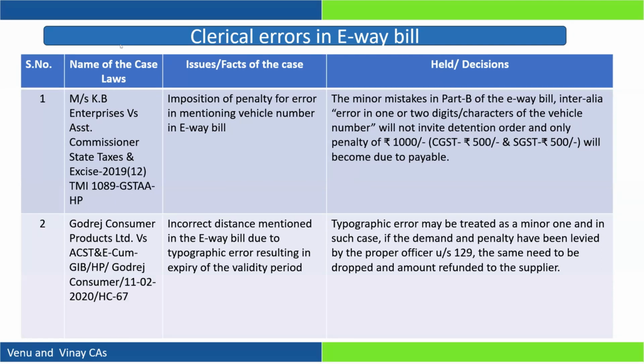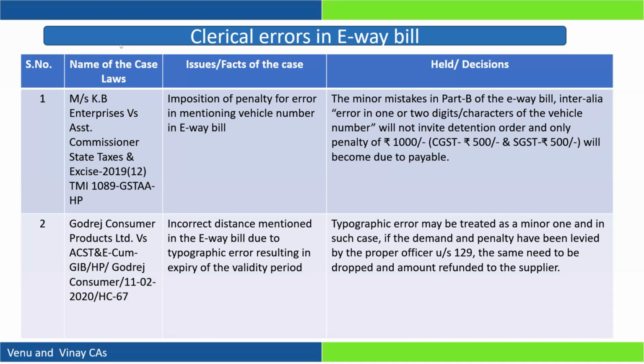Starting with the first case, which is KB Enterprises versus Assistant Commissioner. Here, the penalty was imposed because of an error in the vehicle number. The court held, okay, it's only the vehicle number. I think you should put a minor penalty of 500 and 500 and not the 200%.